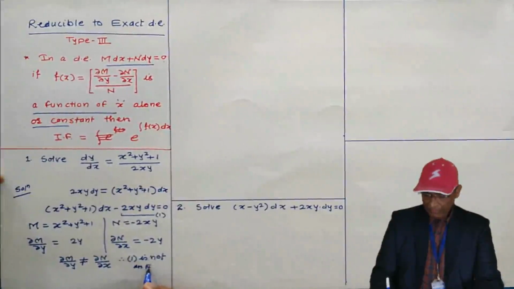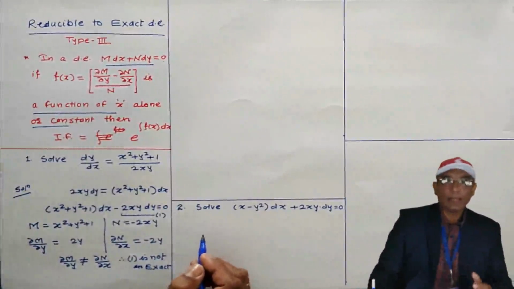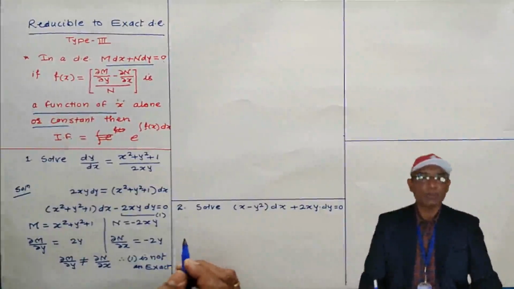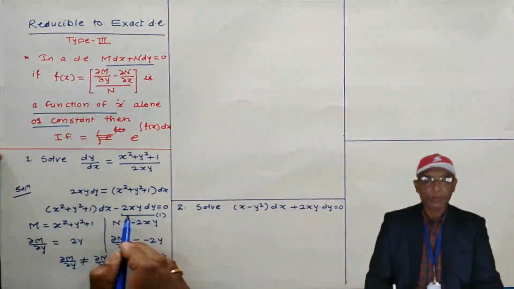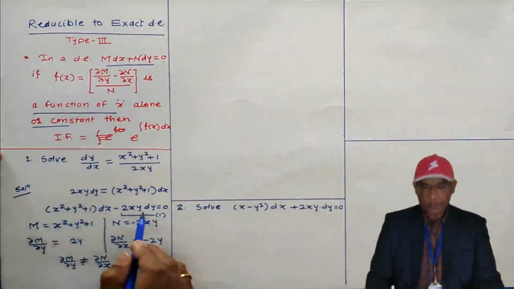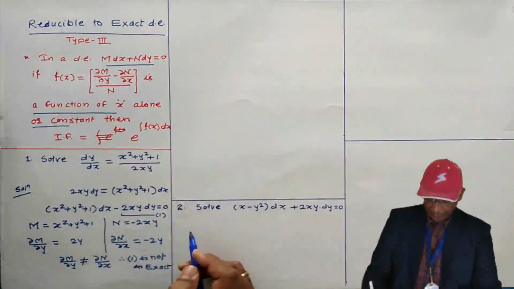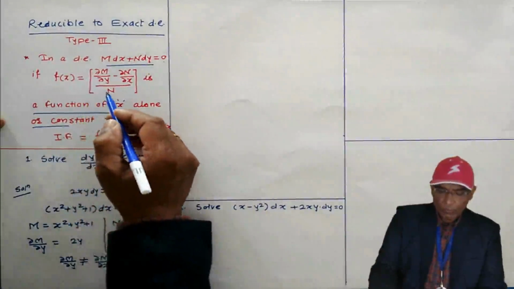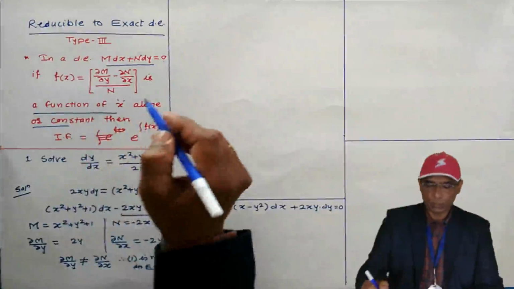Since it is not an exact differential equation, we have some integrating factor formulas. 1 by (Mx + Ny) we cannot use because this differential equation is not homogeneous. 1 by (Mx - Ny) we cannot use because this differential equation is not of the type f1(xy) y dx + f2(xy) x dy. Now I am going to check whether f(x) is a function of x alone.